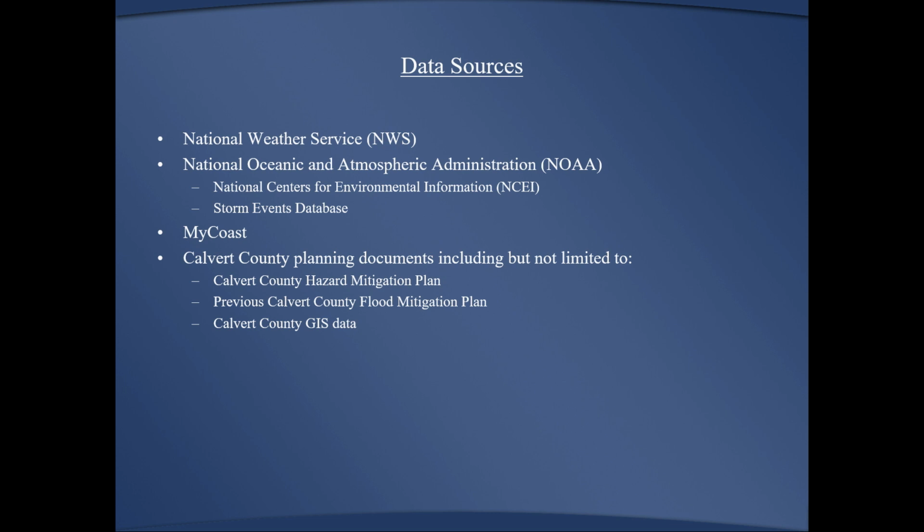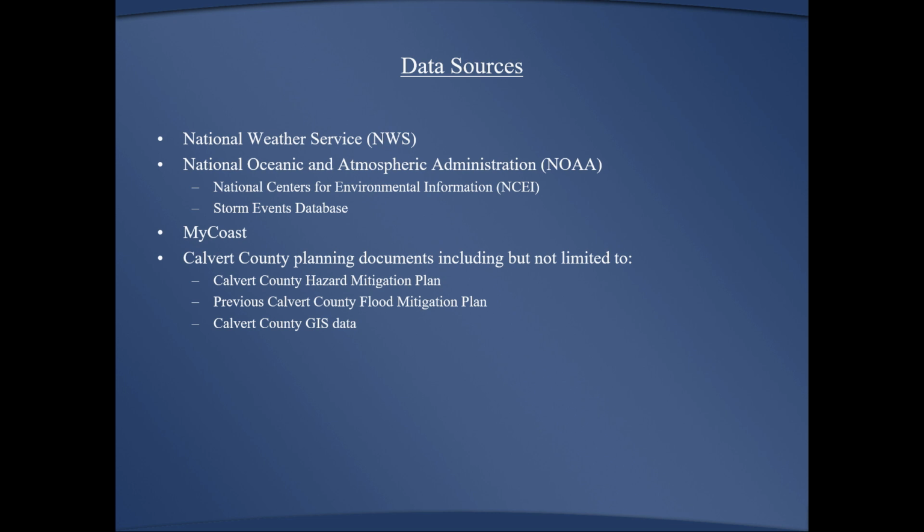And other Calvert County planning documents, including but not limited to the Calvert County Hazard Mitigation Plan, your previous Hazard Mitigation Plan, and the one that is currently being reviewed, the previous Calvert County Flood Mitigation Plan, and Calvert County GIS data, and any other Calvert County planning mechanisms that are related to flooding that we have access to.